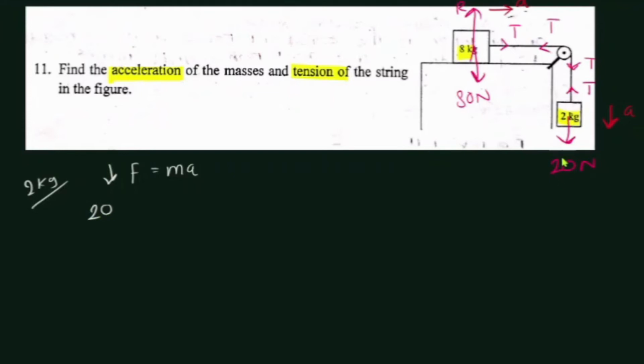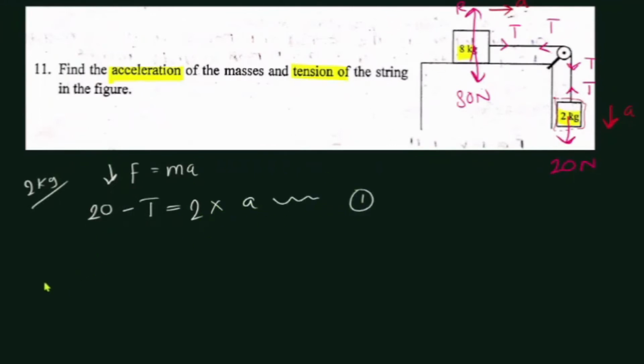20 Newton is acting downwards, and a tension force is acting upwards. Whenever you apply it, make sure to mark the boundary. So 2 kilograms is this. What are the forces going out of this boundary? One is going out as downwards 20, another one is going out upwards. We are applying the equation downwards, so the downward forces are considered positive and the upward forces are considered negative. So 20 minus T, what's its mass? 2 kilogram. What is its acceleration? A. This is the first equation.